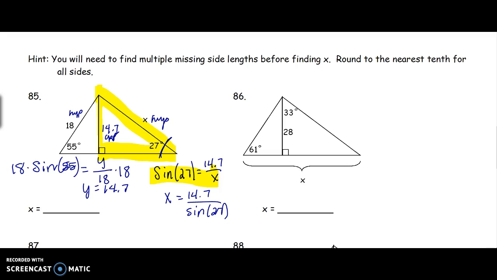So in your calculators, go ahead and type that in. And you're going to get x equals 32.4, because we're rounding to the nearest tenth, so we have to round up.